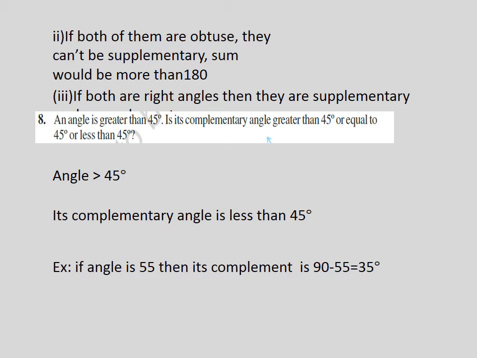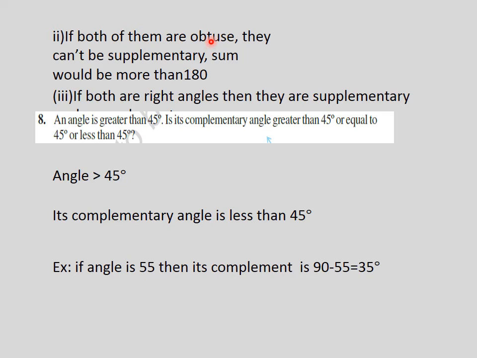Now the next one is, if both of them are obtuse angles, can they be supplementary? No. If both of them are obtuse angles, they lie between 90 degrees and 180 degrees. So if you add any two obtuse angles, what happens? Then the sum becomes more than 180 degrees.